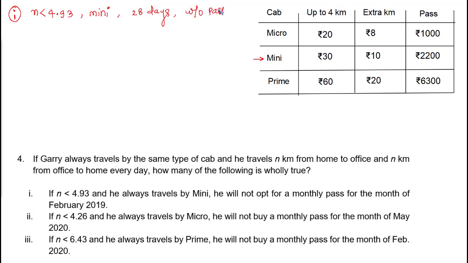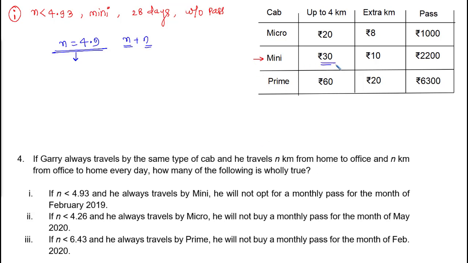Is this statement valid or invalid? That we need to check. So what I will do is take n equal to 4.9. If n is equal to 4.9, I am supposed to travel n plus n kilometers. So now my total charge is going to be how much?